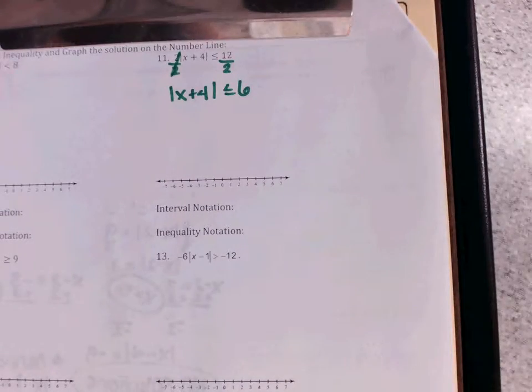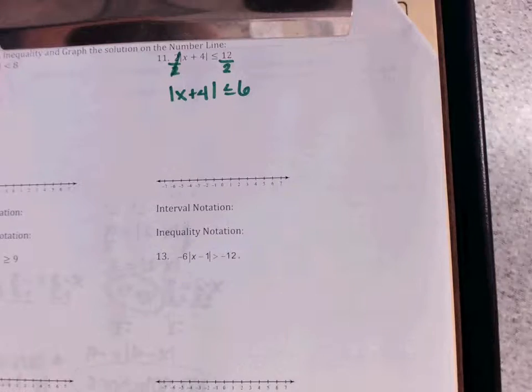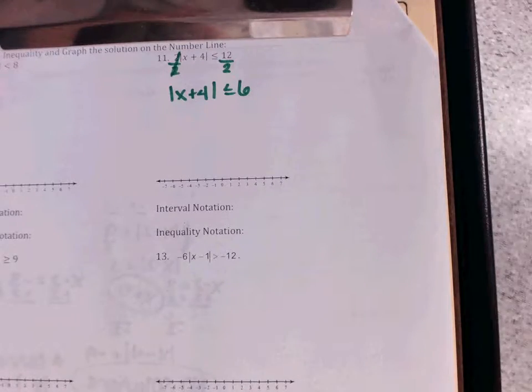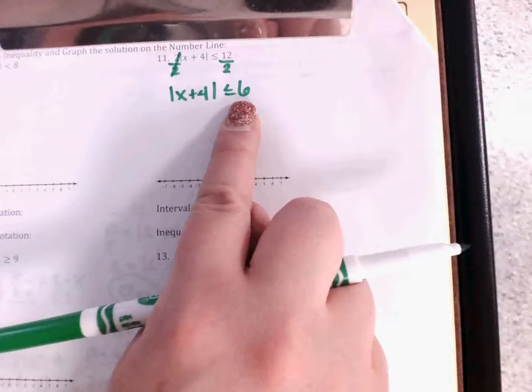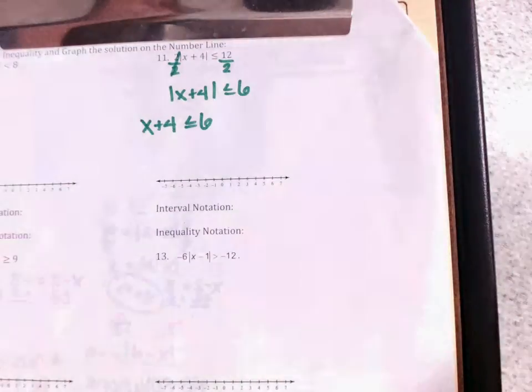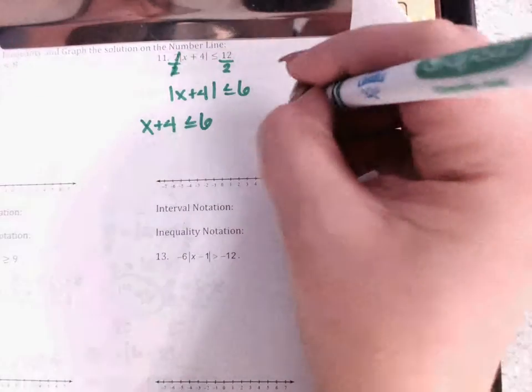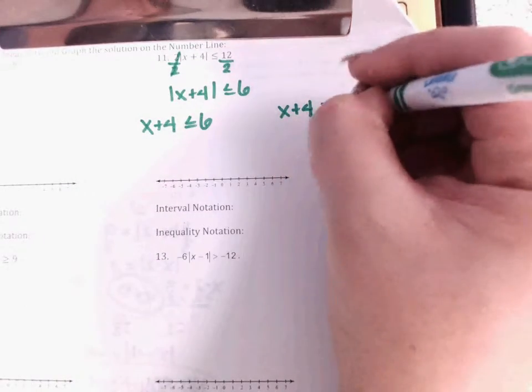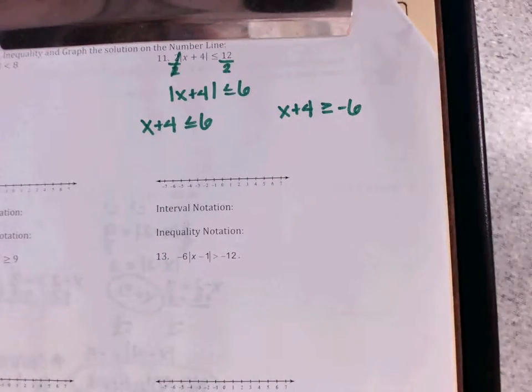At this point, you're going to split. But remember, if it's an inequality, two things change. You're going to change the 6 to a negative 6, and then do you remember that this flips as well? So it'll be x plus 4 less than or equal to 6, and then x plus 4 greater than or equal to negative 6. So when you split, two things have to change, the direction and the sign of the number. Okay? Then from there you solve both of those little mini problems.